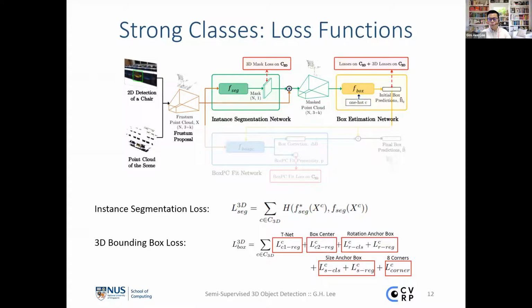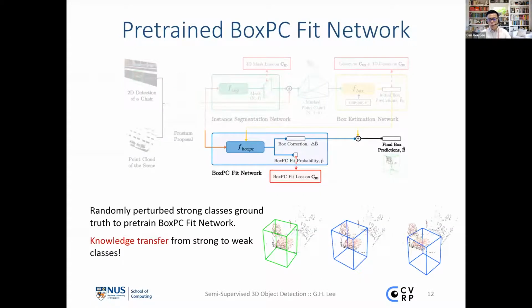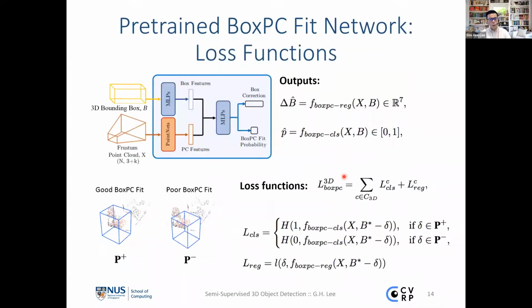Since strong supervision is only possible with the strong classes, this means that the 3D object detection performance on the weak classes without ground truth 3D bounding boxes during training will be poor. Therefore, we propose a pre-trained Box PC Fit network to transfer the knowledge from the strong classes to the weak classes. More specifically, the inputs to our Box PC Fit network are the frustum point cloud features and the estimated 3D bounding box from the backbone Frustum PointNets. And the outputs are the box correction variable denoted as delta B hat, which serves as the correction to the estimated 3D bounding box B, and the Box PC Fit probability, which is the goodness of fit of the estimated 3D bounding box B. We pre-train the Box PC Fit network with randomly perturbed point clouds and ground truth 3D bounding boxes from the strong classes.